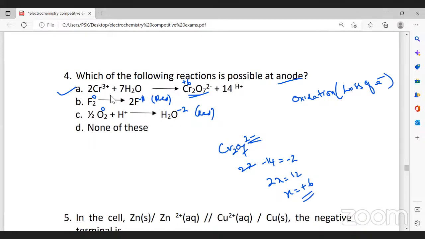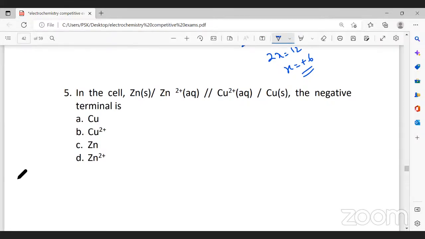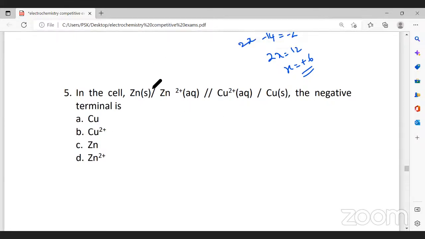Did you understand what I was talking so far? Yes, sir. The next question. In the cell, Zn/Zn2+ aqueous, salt bridge, Cu2+ aqueous and Cu, the negative terminal is, what's the negative terminal? Zn, sir. No, it is only Zn, the electrode. So the negative terminal.